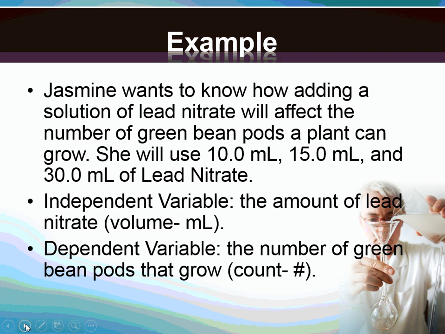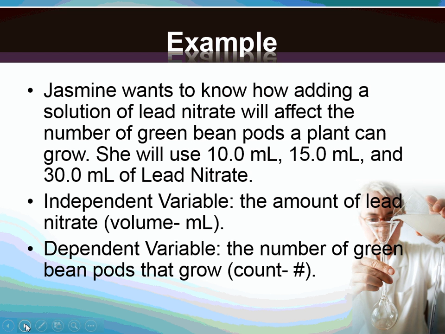Let's look at an example. Jasmine wants to know how adding a solution of lead nitrate will affect the number of green bean pods a plant can grow. She will use 10 milliliters, 15 milliliters, and 30 milliliters of lead nitrate. In this case, Jasmine will be controlling the amount of lead nitrate. As such, it is considered the independent variable or the cause behind the plant's reaction.